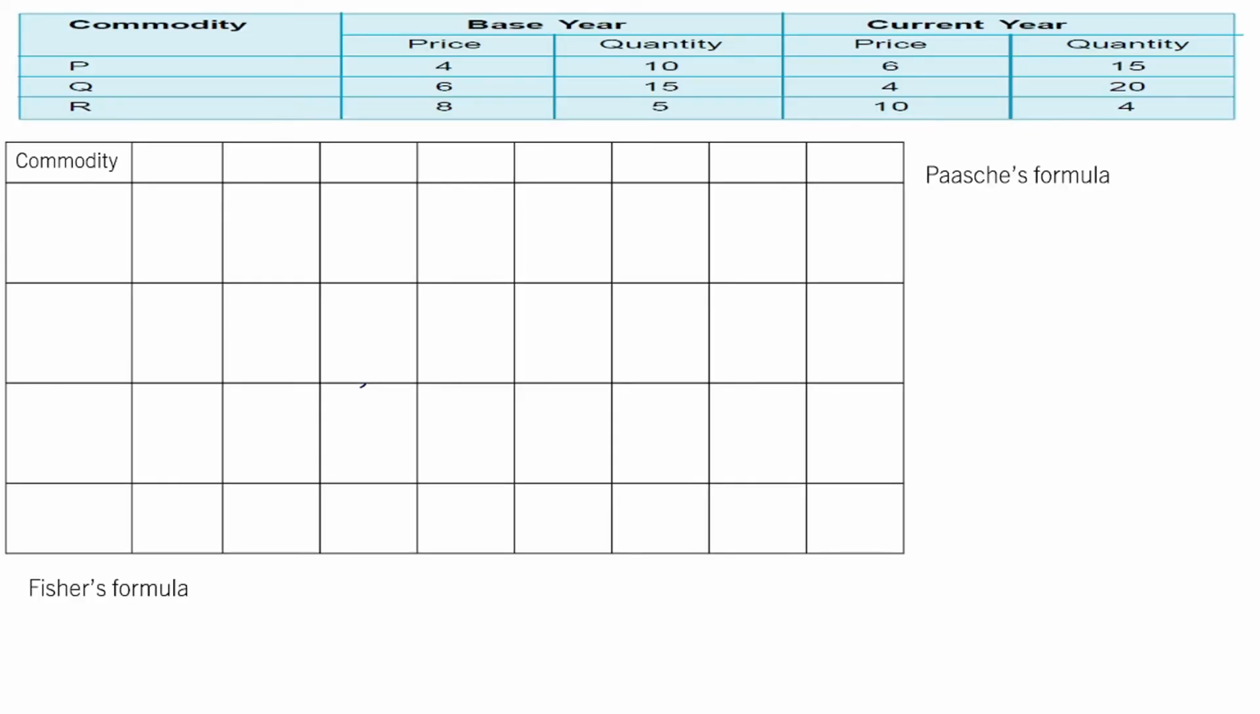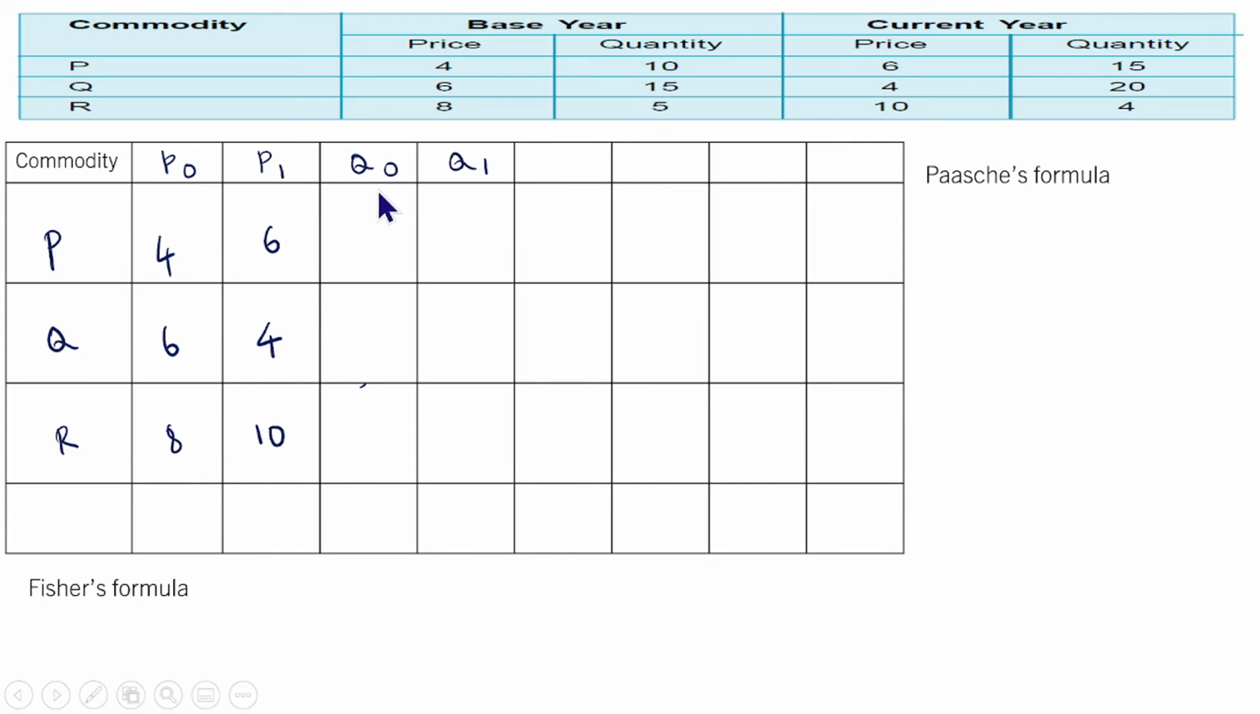Now we'll do the problem. So let us draw a table like this. We have the commodities P, Q and R. First we have the base price, then the price in the current year, then the quantity in the base year, then the quantity in the current year. The price in the base year we have 4, 6 and 8. And then the price in the current year we have 6, 4 and 10.